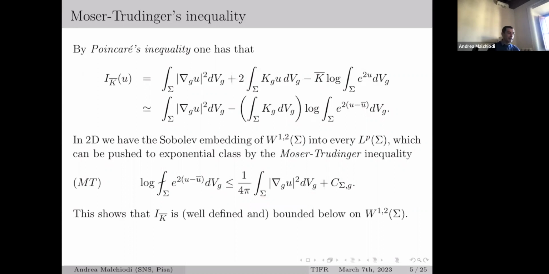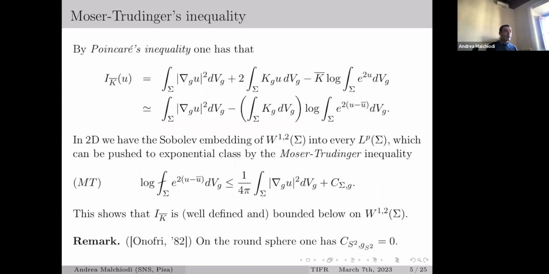And this shows that for any K bar, this functional is bounded below on W^{1,2}. By the way, on the round sphere, there is a sharp inequality. You can take this extra constant, which in general depends on the surface and on the metric. So for the round sphere, this constant is equal to 0. That is known as the Onofri inequality. But what I will care mostly about is the multiplicative constant here. So this will be less important for me.